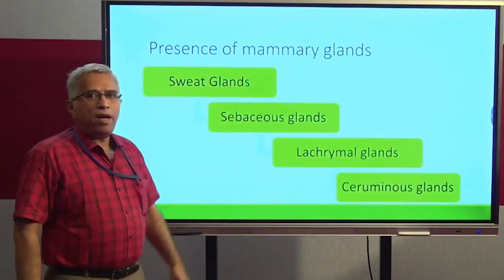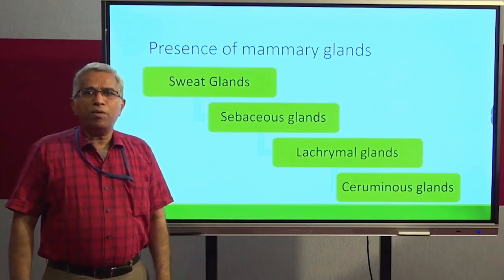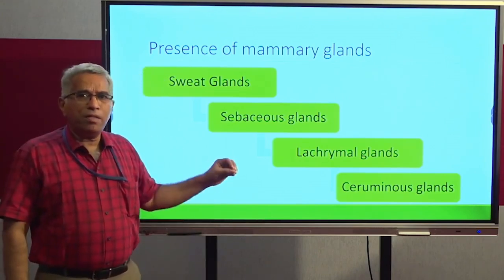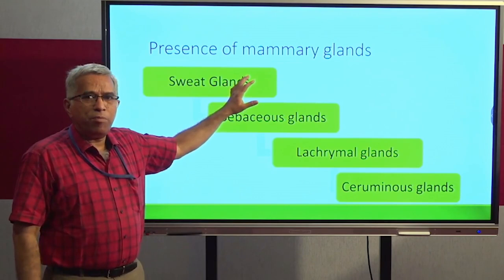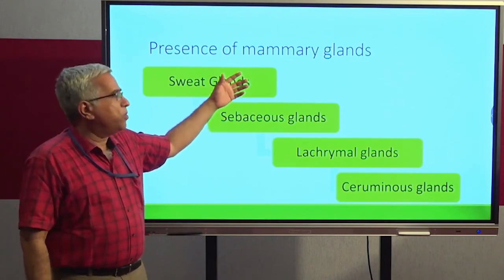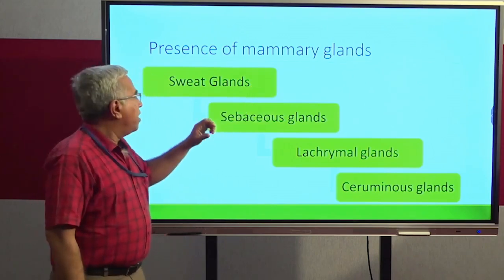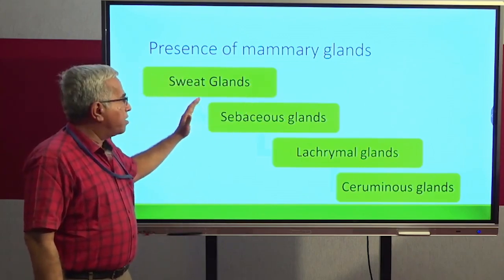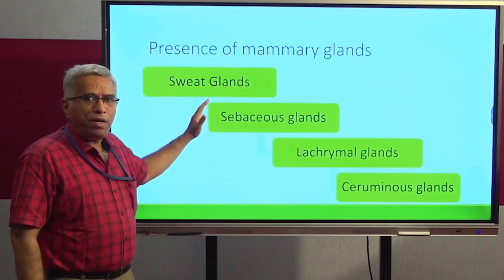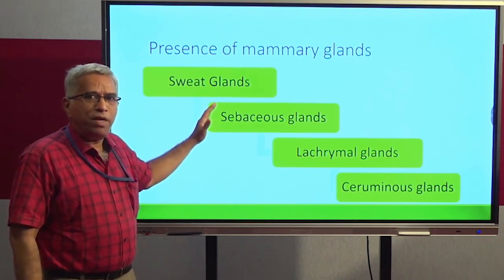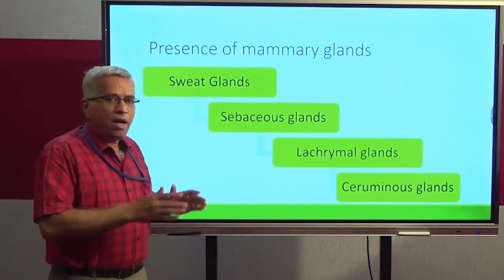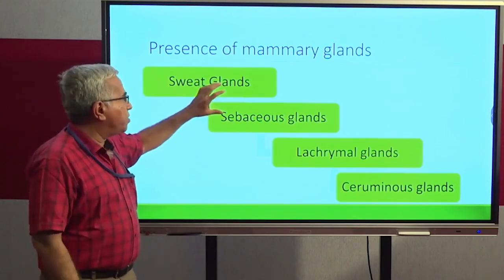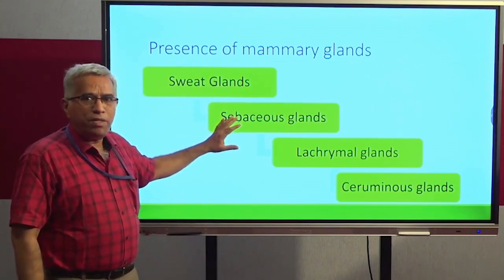Presence of mammary glands is the second most important quality of all mammals. All mammals contain mammary glands. In females, these mammary glands are functional and they suckle their young ones with the milk produced from the mammary glands. The sweat glands and the sebaceous glands are the two important glands present in the body of any mammal, and the rest of the glands are modifications of either sweat glands or sebaceous glands.